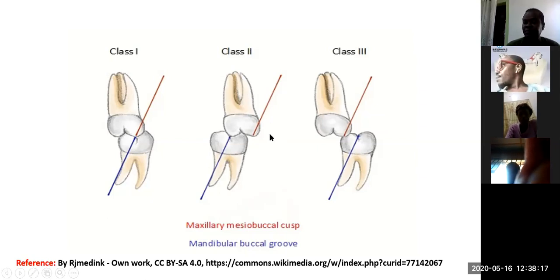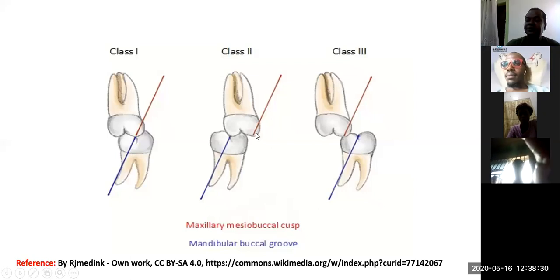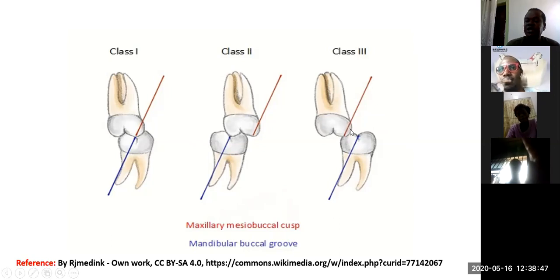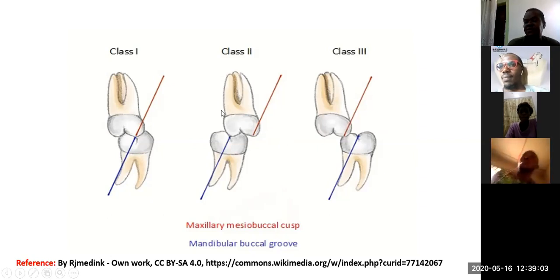Class two is abnormal. In this case, the distobuccal cusp of the upper is anterior to that of the lower. So you see that the mesiobuccal cusp is like completely off the surface of that of the lower. If you look at class three, the mesiobuccal cusp is almost completely off the surface of that of the lower. That is defining the Edward Angle classification from the perspective of the posterior.